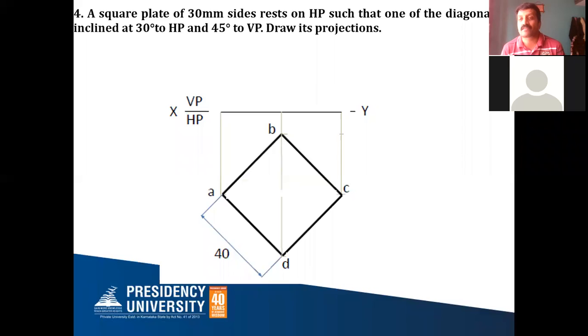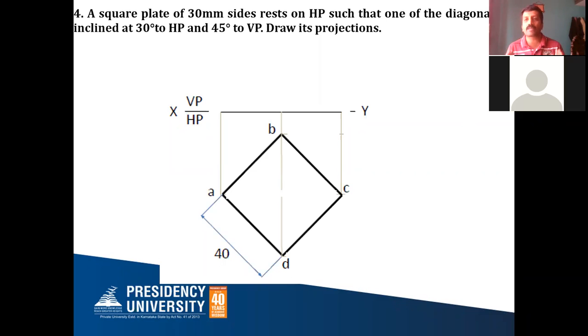In this case, it is not directly mentioned where it is resting, whether it is resting on a corner or on an edge. How to identify here? Indirectly he has given the information. Let me read it once again. A square plate of 30 millimeter sides rests on HP. So in the first sentence, it is clear that it is resting on HP.